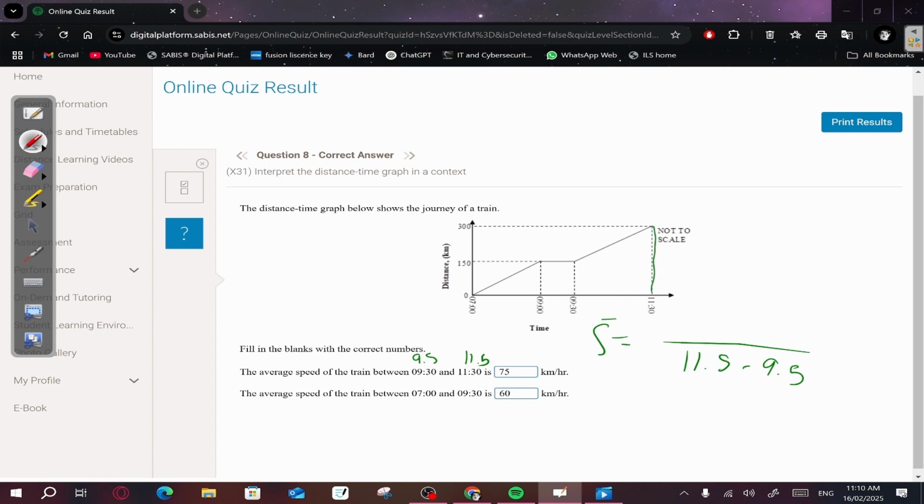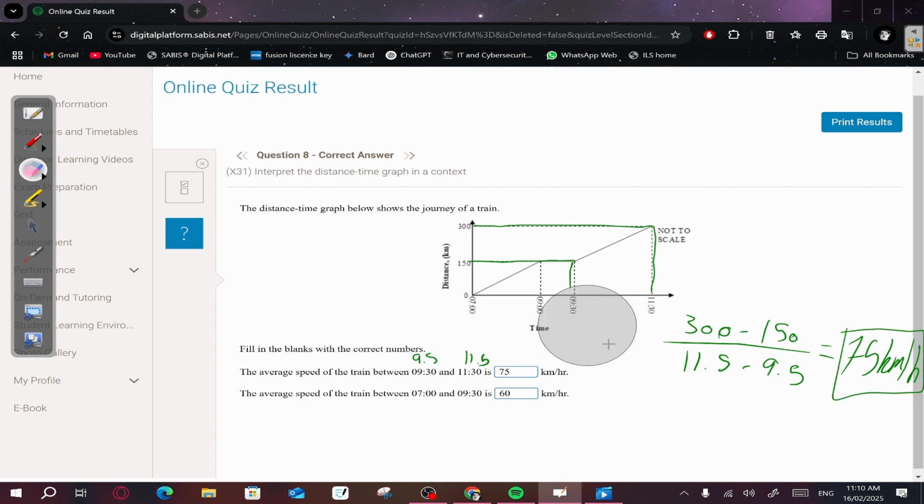At 11:30 it's 300, minus at 9:30 it's 150, and the time difference is 2. So 300 minus 150 over 11.5 minus 9.5 gives 75 kilometers an hour. This is my final answer. Okay, so that was part A.